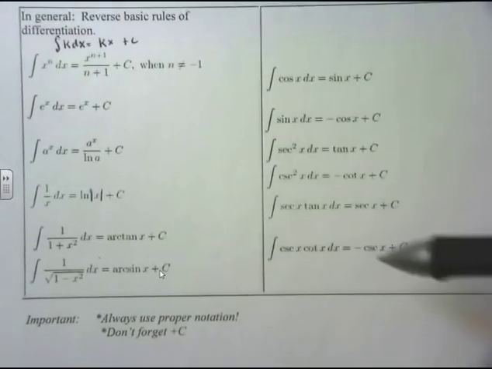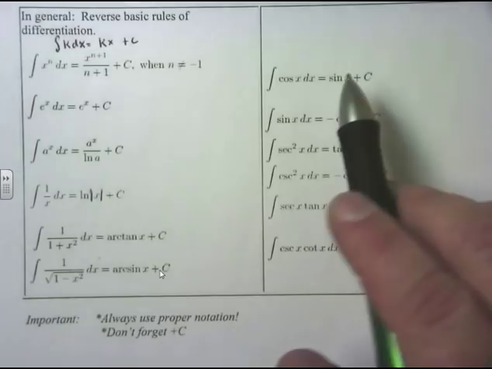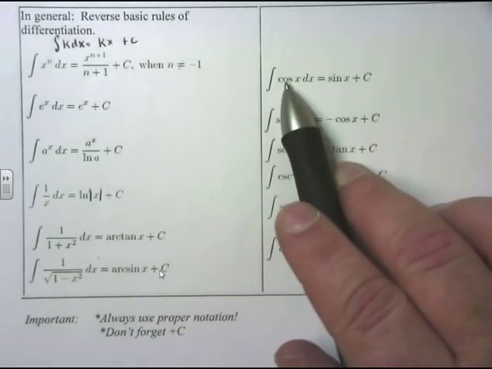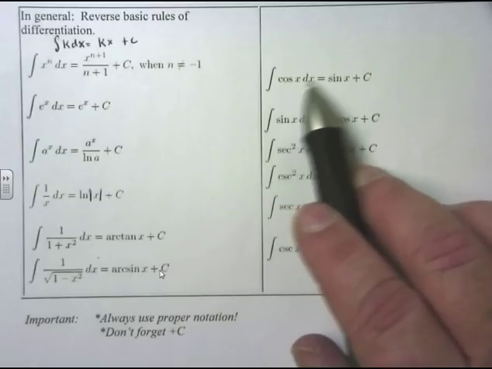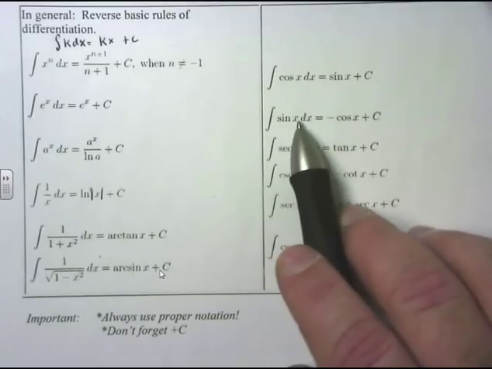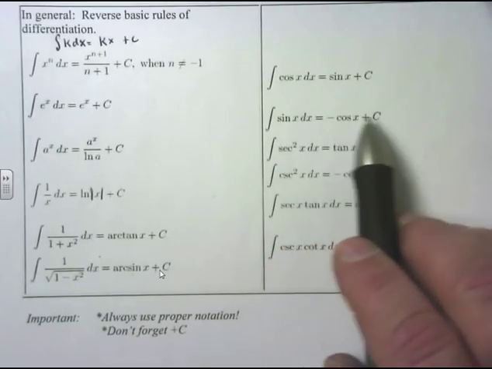Also, you've got your 6 trig functions here. The derivative of sine of x was cosine of x. Therefore, the antiderivative, or integral, of cosine of x dx is the sine of x plus c, rewriting the form in reverse. Therefore, the integral of sine of x dx is equal to negative cosine of x plus c.